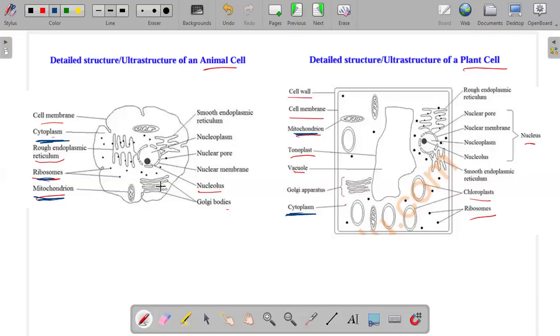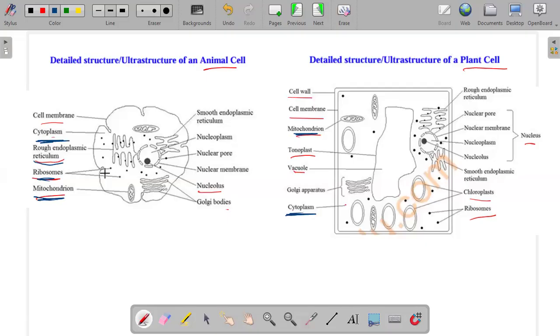So it's just a network of membranes used for transportation of substances within the cytoplasm. Now, as we said, you have the rough endoplasmic reticulum. The rough endoplasmic reticulum has the ribosomes on its surface. That's the rough endoplasmic reticulum, and its function is to transport proteins.